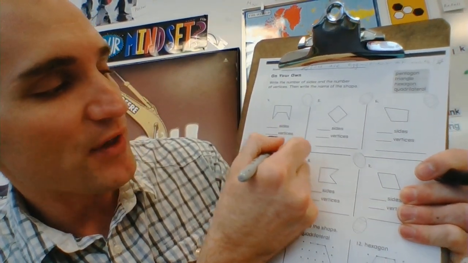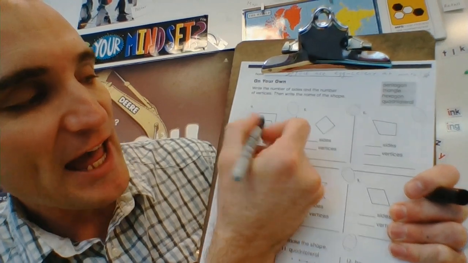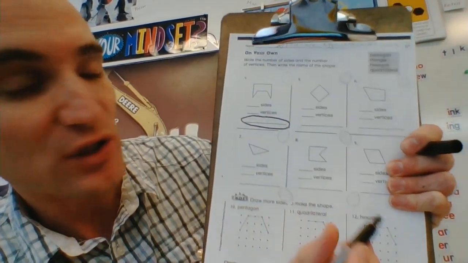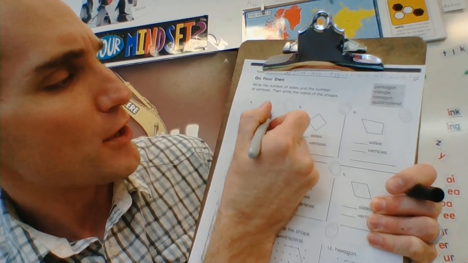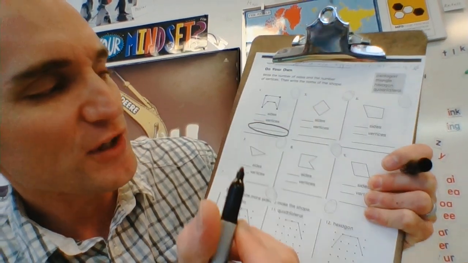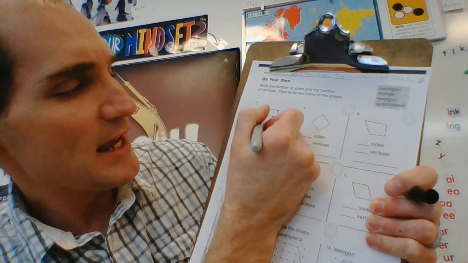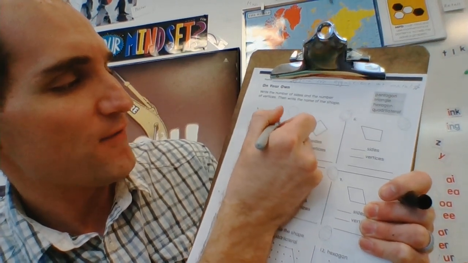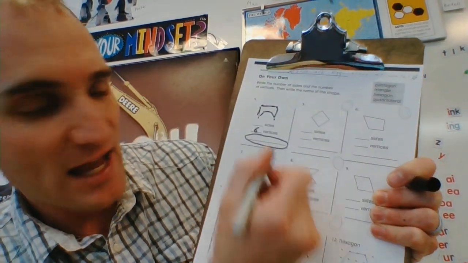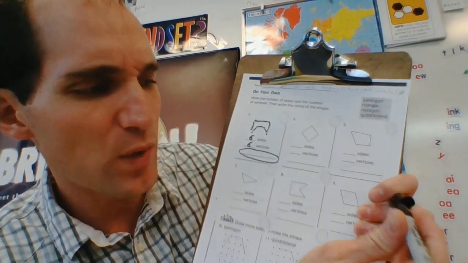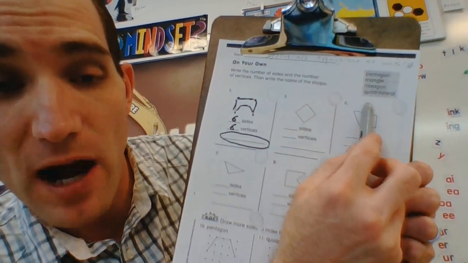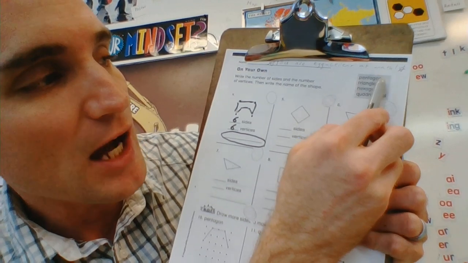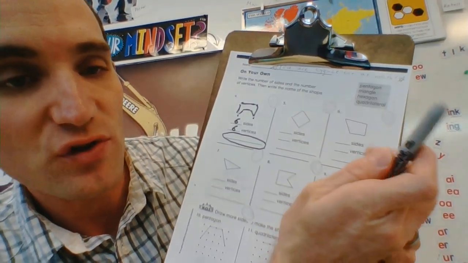Name the shape on this line. So this has, let me do the first one for you and then you have to do the rest. This has 1, 2, 3, 4, 5, 6 vertices. It has 1, 2, 3, 4, 5, 6 sides. Something with 6 vertices and 6 sides, what would it be called? The box over here gives you the possibilities. Is it a pentagon, a triangle, a hexagon, or a quadrilateral?